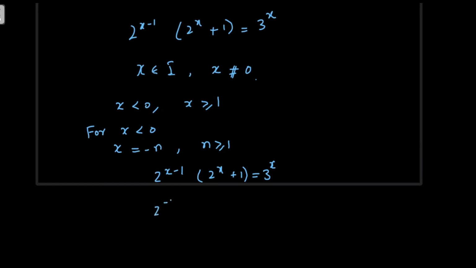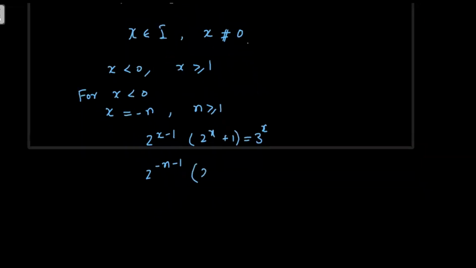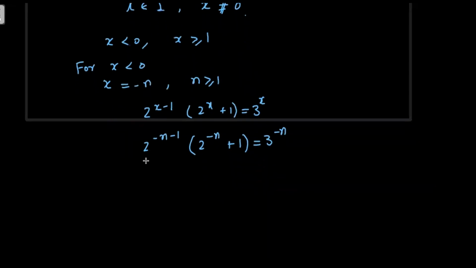Now we get 2 power minus n minus 1 into 2 power minus n plus 1, and that is 3 power minus n. Now to make it positive, we shift the value from numerator to denominator. The power becomes positive, minus n becomes plus n. And same here, it is 1 over 2 power positive n plus 1, and that is equal to 1 over 3 power n.